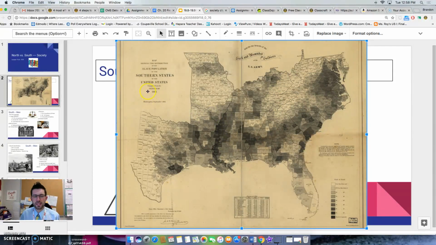This map, I believe, is from 1860, so right in the middle of the 1800s. It's very interesting to see where the large slave populations were. See if you can find a connection to where the majority of the slave populations were. I think you'll find it very interesting.